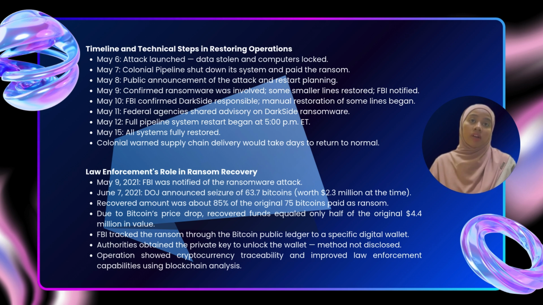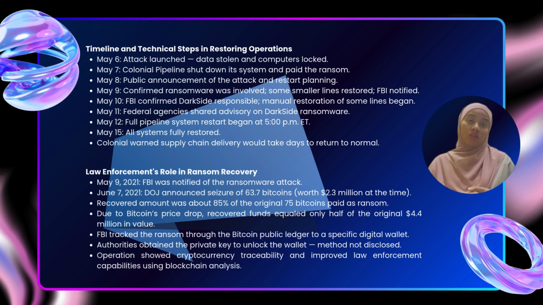May 11, federal agencies shared an advisory on DarkSide ransomware. On May 12, full pipeline system restart began at 5 p.m. Eastern Time, and on May 15, all systems were fully restored. So Colonial warned supply chain delivery would take days to return to normal.